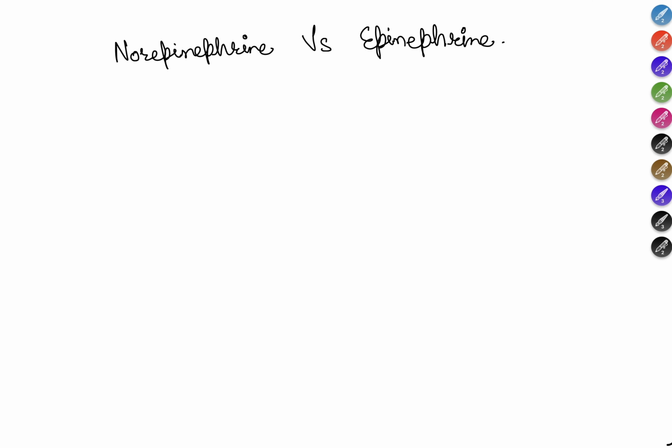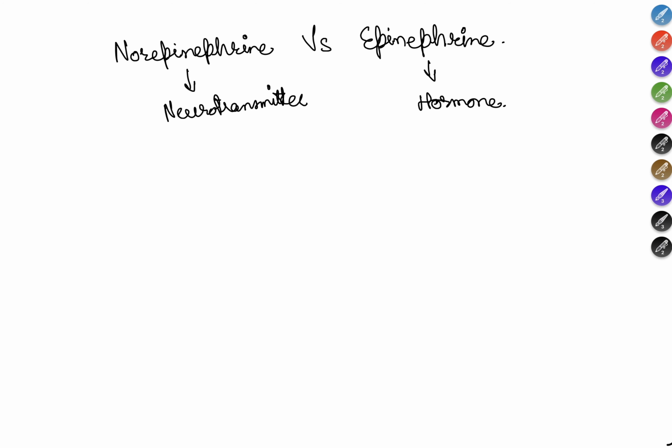Hello friends, let's discuss the differences between norepinephrine and epinephrine. Both of these are present in the body and both are quite similar in their structure, but norepinephrine is essentially considered as a neurotransmitter, okay, and epinephrine is considered as a hormone.